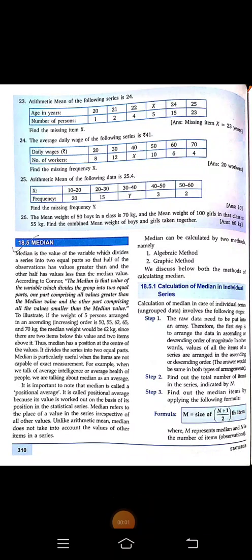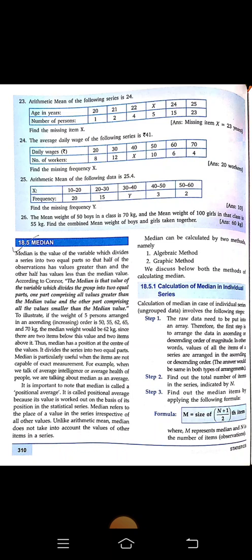Continuing with chapter number 18 from your economics book of grade 11, the name of the chapter is Measures of Central Value, and today we're going to start from the median. The median is the value of the variable which divides the group into two equal parts, one part comprising all the values greater than the median value and the other part comprising all the values smaller than the median value. That means the mid, right?